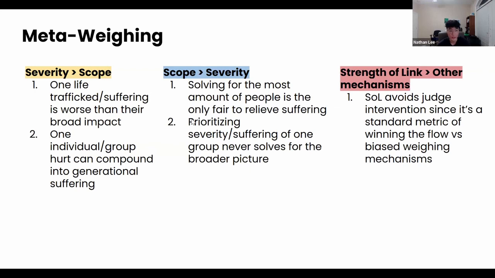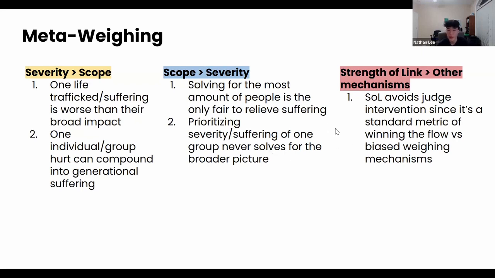And then in the contrast, if you're weighing for scope over severity, you'd say that solving for the most amount of people is the only fair way to relieve suffering. So that's like standard utilitarianism arguments. Also, we'll talk about this later under framing debates, but prioritizing severity or suffering of one group is never going to solve for the broader picture. And this is a common argument, if you're familiar, called oppression Olympics.